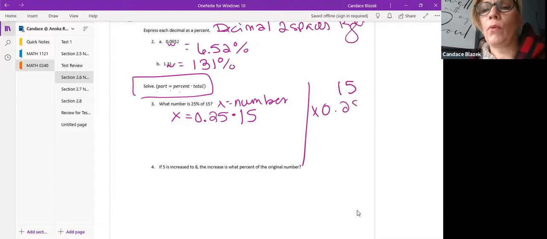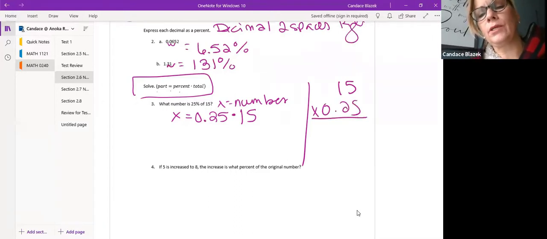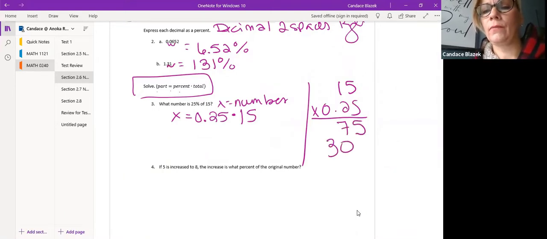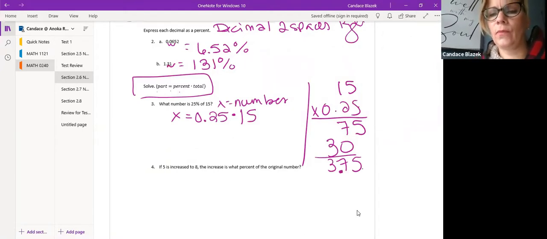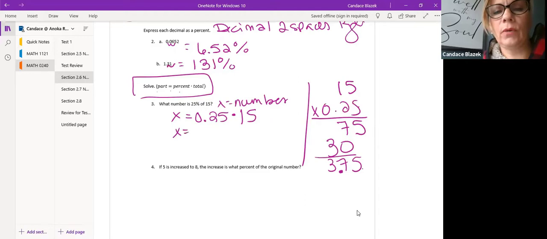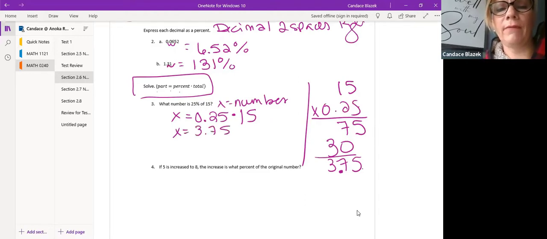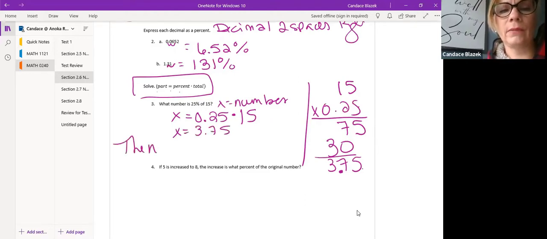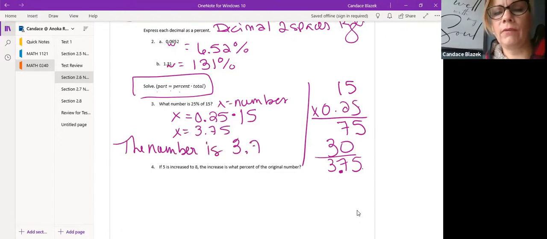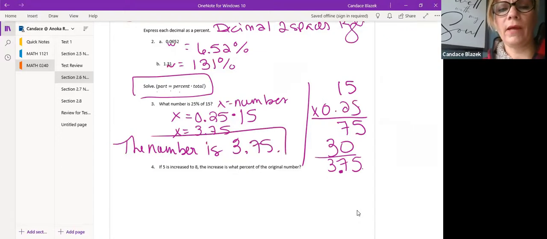And here we have our 0.25. Okay, so I'm going to do some multiplication here. 5 times 15 is 75. 2 times 15 is 30. 375. But if I start with 2 decimals in the original multiplication, I have to have 2 decimals in my answer. So X is equal to 3.75, and we would say the number is 375 hundredths or 3.75.